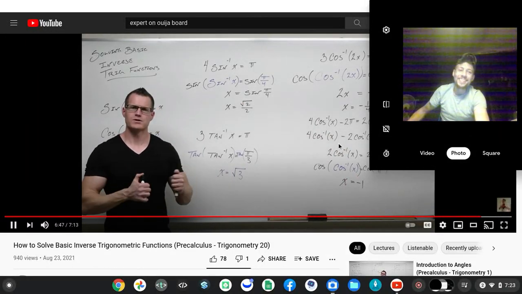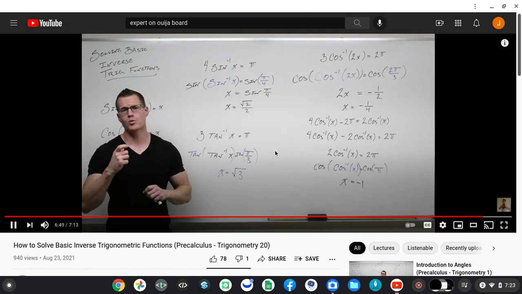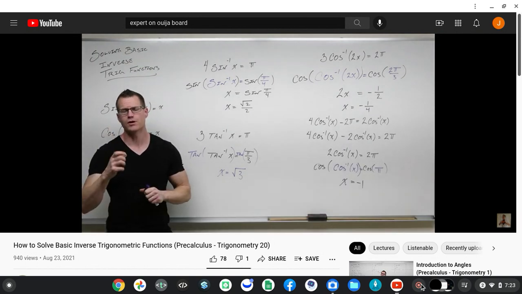Yes. Isolate your inverse function and take the appropriate function, that root function. They'll figure it out.